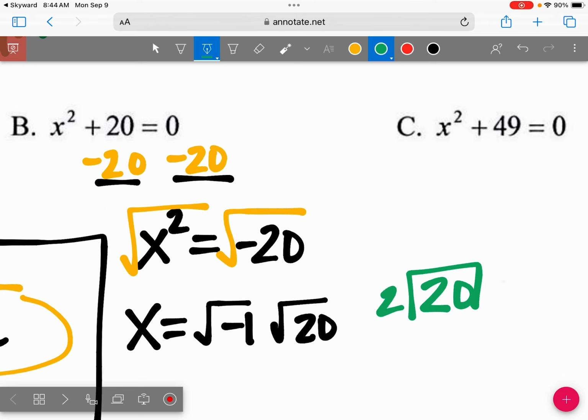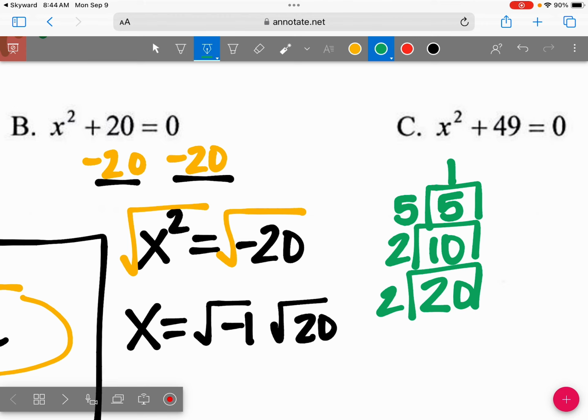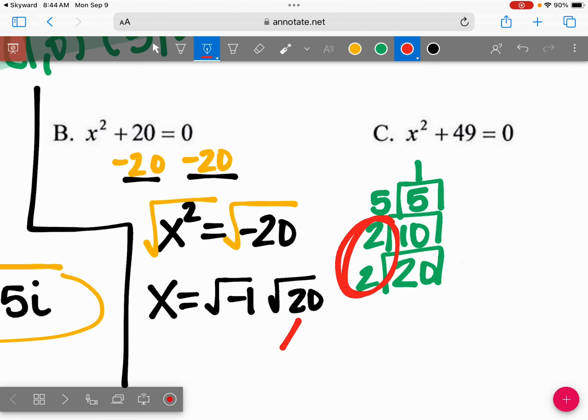Two goes into 20, 10 times. 2 goes into 10, 5 times, and 5 goes into 5 one time. So we're looking for a pair. Because we have a pair, that means this is going to break down to a 2. And then this does not have a friend, so it has to stay.